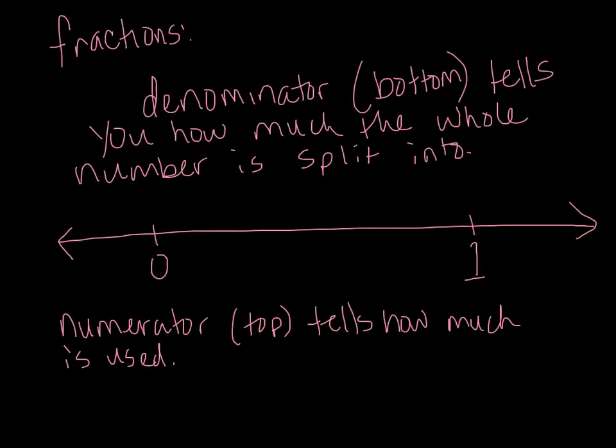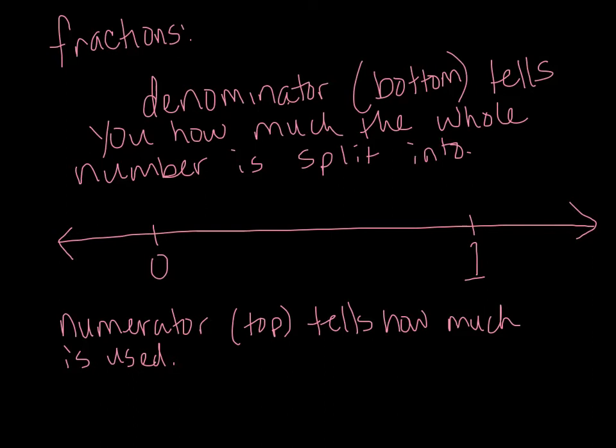Okay, and for fractions compared to decimals, to me, fractions are even a little bit easier because they tell you exactly how much it is broken down into. So the denominator of the fraction, the bottom number, tells you how much the whole number is split into from 0 to 1 or 1 to 2, whatever the whole number that's in between. The numerator, the top number, tells how much is used. Go ahead and copy that information down and I'll show you more what I mean.